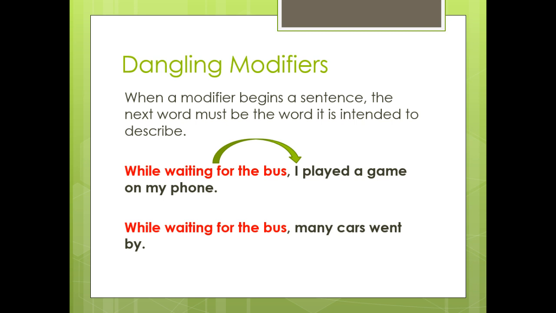While waiting for the bus, many cars went by. Again, while waiting for the bus is the modifier. The very next noun here is cars. Well, cars aren't waiting for the bus, so this sentence doesn't make sense. This is a dangling modifier because the who or what is waiting for the bus isn't mentioned in this sentence, so this modifier is just left there dangling.